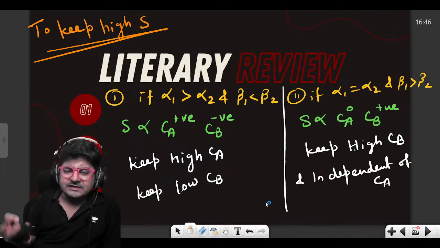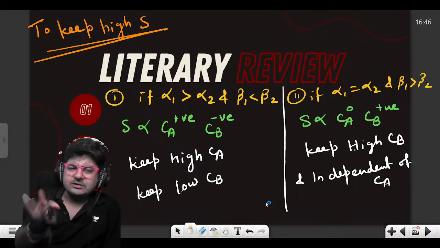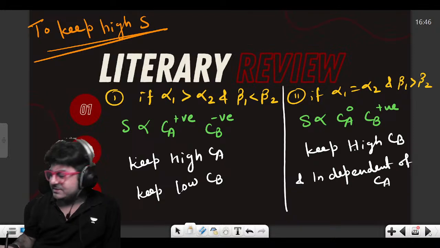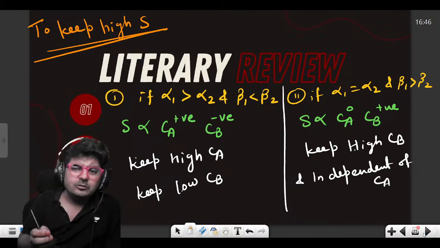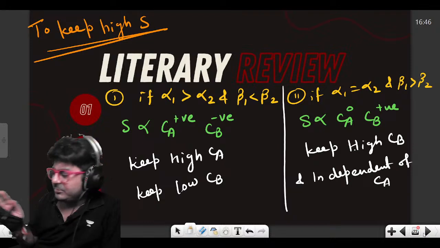I hope you understand these things. Similarly, you can see all other variations for concentration. हम उन सब में नहीं जा रहे. These two are sufficient to understand. If any one of you have any doubt in any of the case, just mention in the comment box or in the live chat.